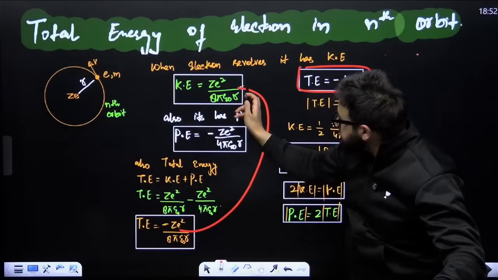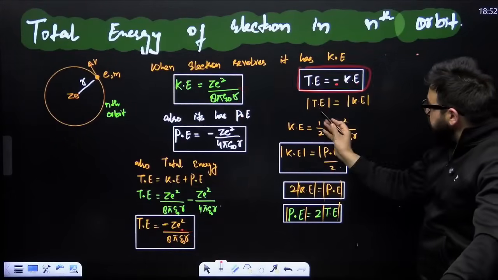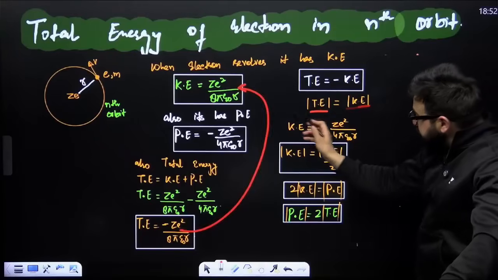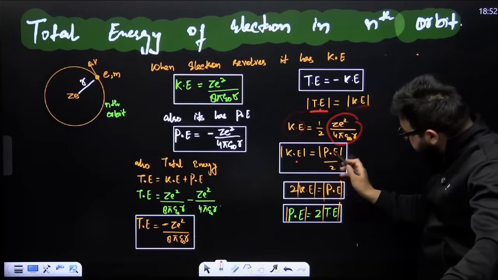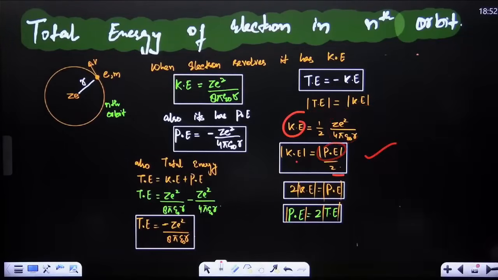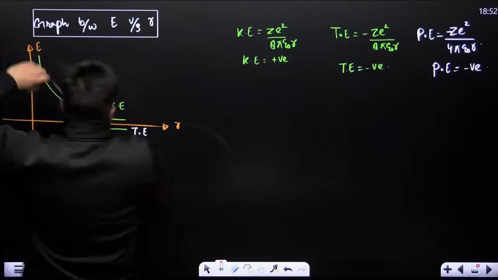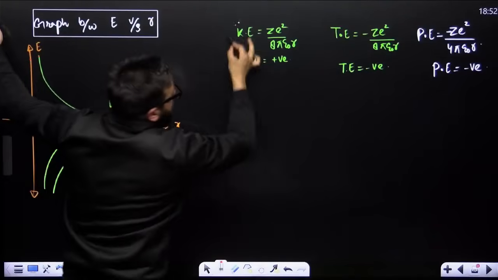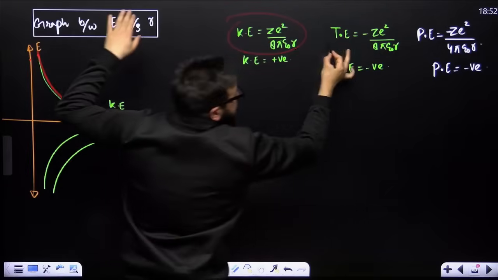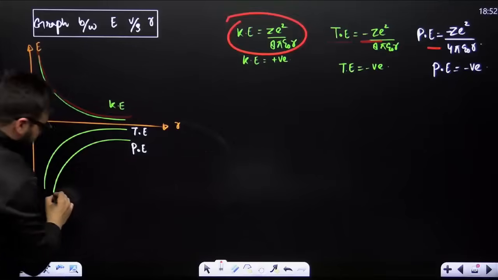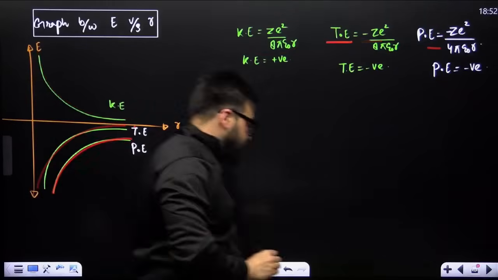You can also write that total energy is the negative of kinetic energy. Total energy and kinetic energy are exactly equal in magnitude, but total energy is negative. Kinetic energy is half the magnitude of potential energy, that is, kinetic energy is potential energy divided by 2. You can remember these expressions also. Now the graph between energy versus R. Kinetic energy is positive, so its graph will be on the upper side. Total energy and potential energy are negative, so their graphs will be on the lower side. This is potential and this is total.